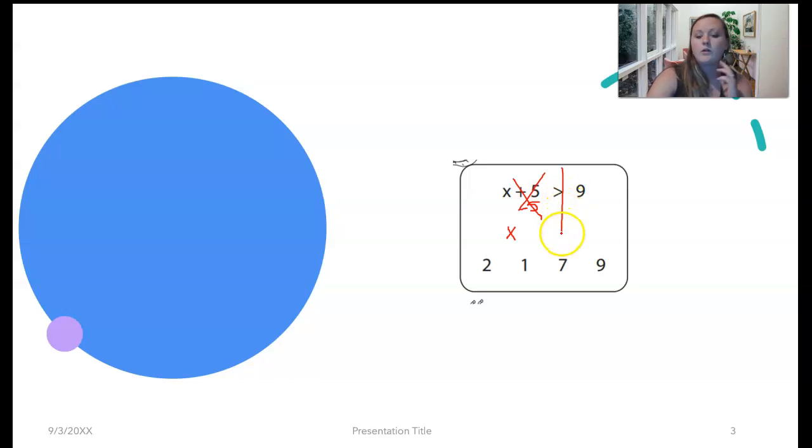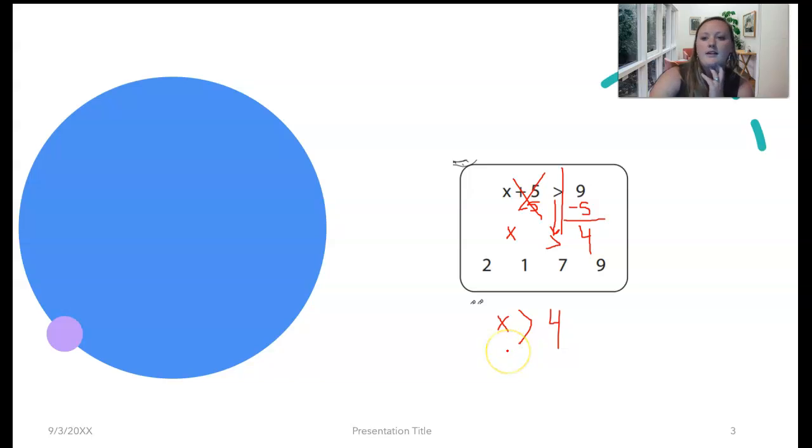But whatever we do on one side of our sign, we have to do on the other. So we've got to subtract 5 from both sides. 9 minus 5 is 4. Now we want to carry our sign down. So it looks like this. So now we have x, we have our sign, and we have the number 4.